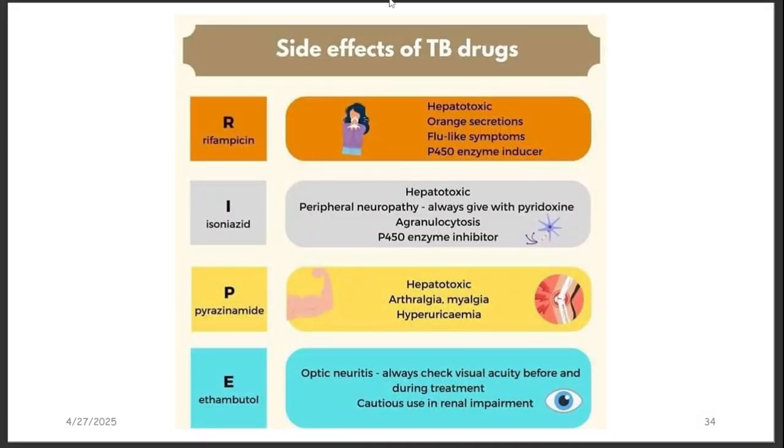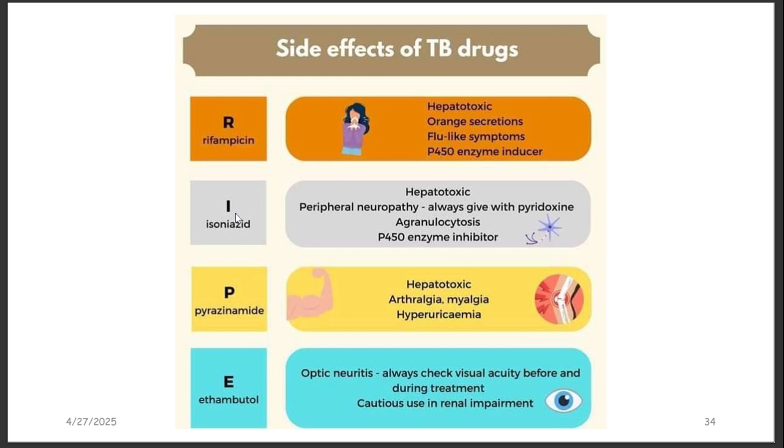It's very important for you to take note of the side effects of these TB drugs. Very, very important. Rifampicin, actually all the TB drugs, are hepatotoxic. They are injurious to the liver. Rifampicin, again, will turn body secretions orange. Rifampicin is also a cytochrome or liver enzyme inducer.